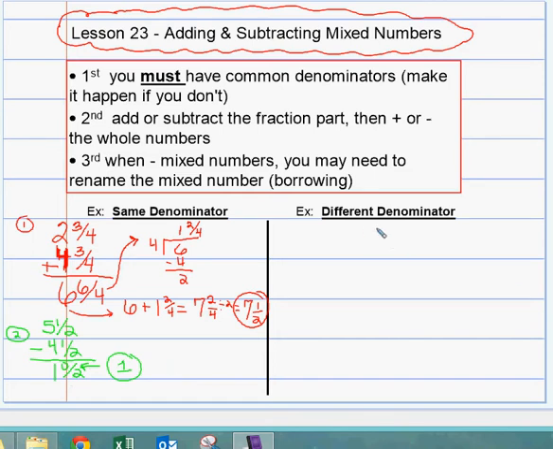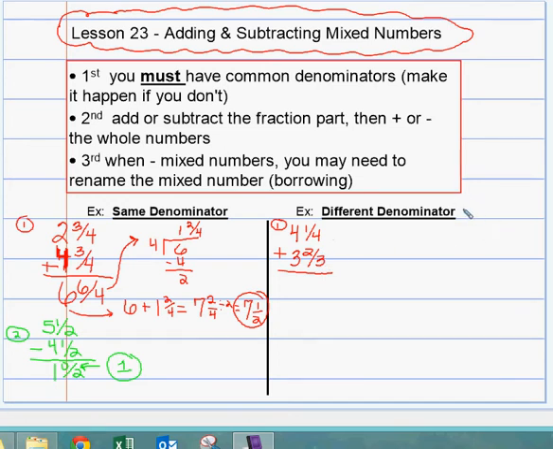Okay, now let's do some with different denominators. Here's example 1. Again, we're going to add once and then subtract. So if I have 4 1/4, and I want to add to it 3 2/3. Okay, notice the denominators are different. So we have to figure out what the LCD, or least common denominator, is. And 4 and 3.